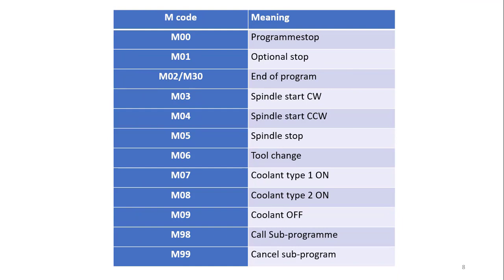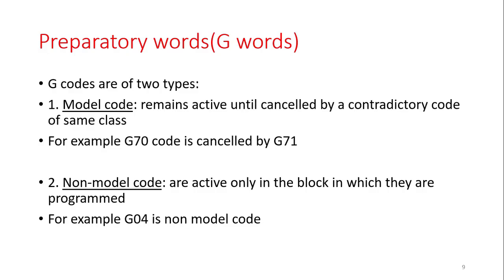Fine. Then similarly the M codes. The M code stands for M00 program stop, M02 end of program. So there are a variety of M codes available. We'll use them, I'll tell you then and there, but till then you must remember those. Then we are having the preparatory codes. There are two types of preparatory codes, the modal code and non-modal code.